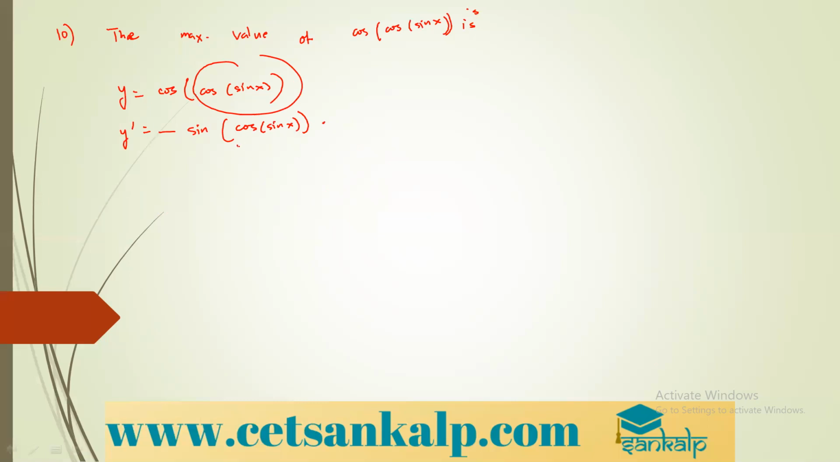Now you have to find the derivative of this u. So again you will take cos u, so it's minus sin u. And then finally you have to find the derivative of sin x. So cos x. This is what you will have. This you have to make it 0.